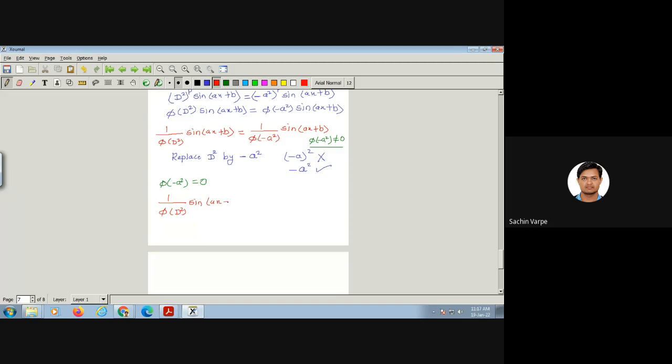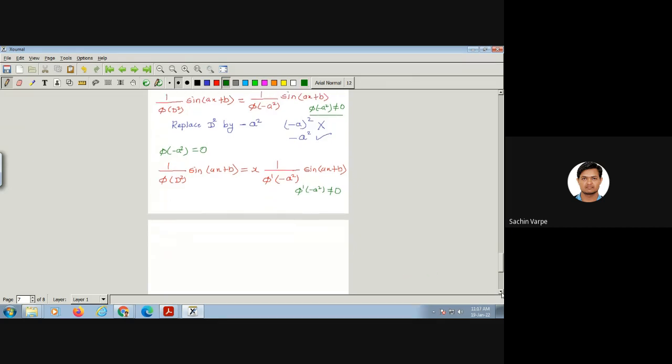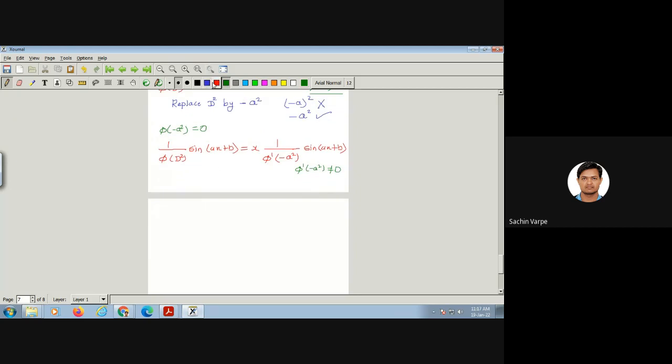sine ax plus b can be written as x times 1 upon phi dash, and into that we will replace d square by minus a square, sine of ax plus b, provided that this phi dash of minus a square must be non-zero. If this also is zero, then we go on taking derivatives still until we get the non-zero denominator, right? So that is what about the second case.